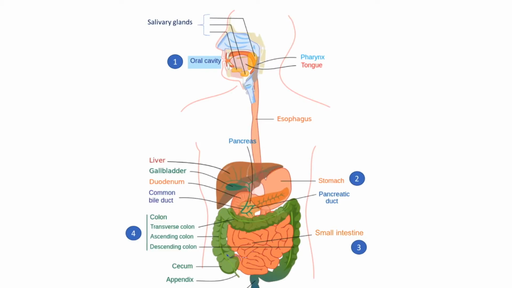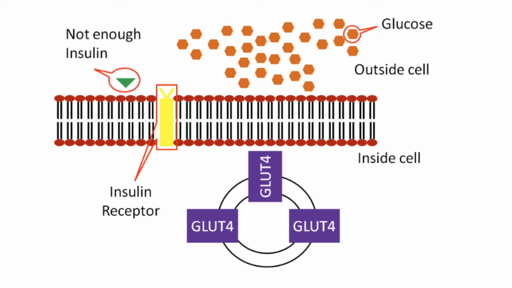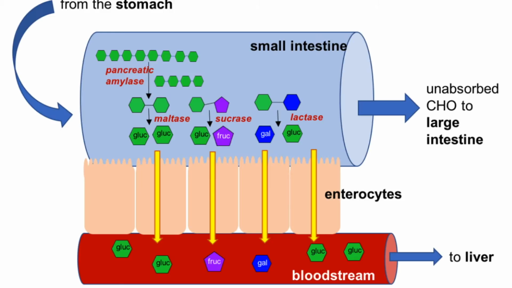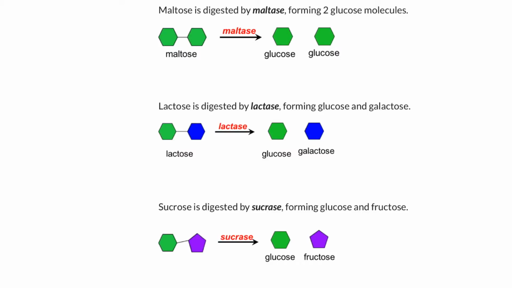The second type of simple carbohydrates is disaccharides. They contain two sugar units bonded together. There are 3 disaccharides: maltose, which is glucose plus glucose; sucrose, which is glucose plus fructose; and lactose, which is glucose plus galactose.